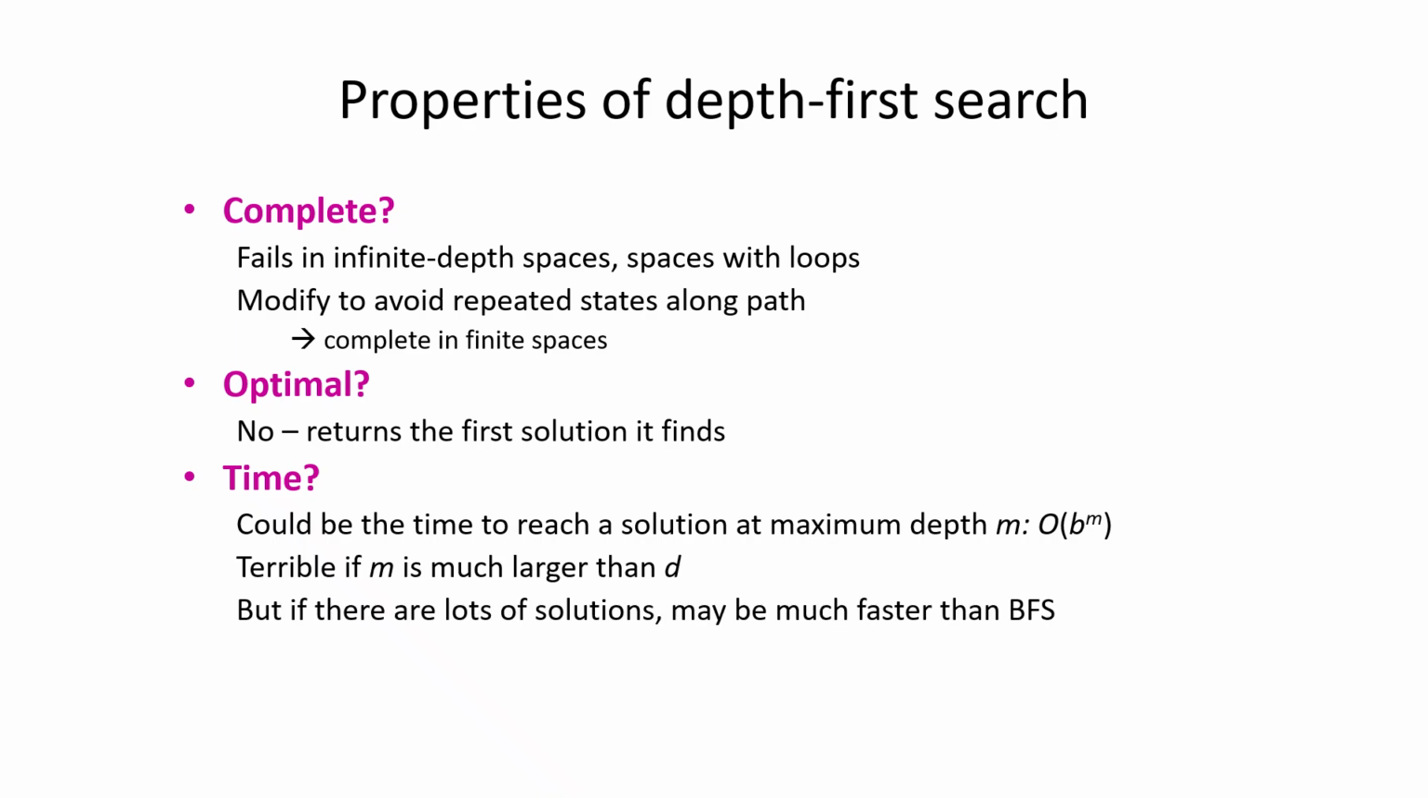Space complexity. A major benefit of DFS is its space efficiency. It only needs to store the current path plus a small number of siblings, resulting in a space complexity of O(b times m), which is linear and far smaller than the exponential space needed by BFS.